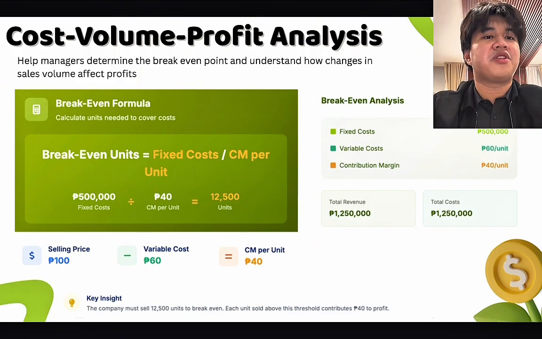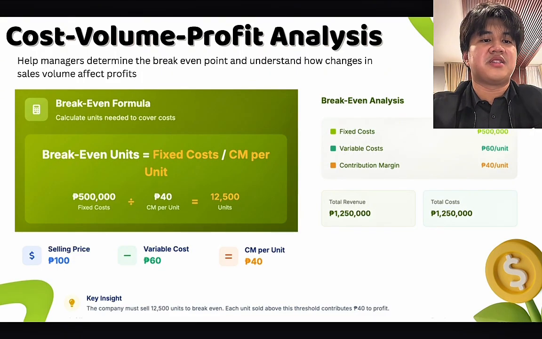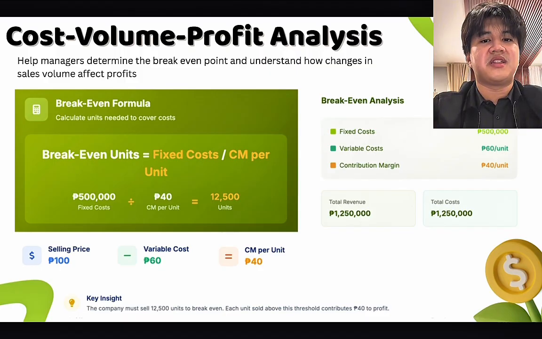First, we compute the contribution margin per unit. Contribution margin means how much each sale contributes towards covering the fixed cost after variable costs are deducted. So, selling price is 100 pesos minus the variable cost of 60 pesos, giving us a contribution margin of 40 pesos. Next, we divide the fixed cost of 500,000 pesos by the contribution margin of 40. That gives us 12,500. This means the company must sell 12,500 units before it earns any profit. Managers will use this to set sales targets and pricing strategy.